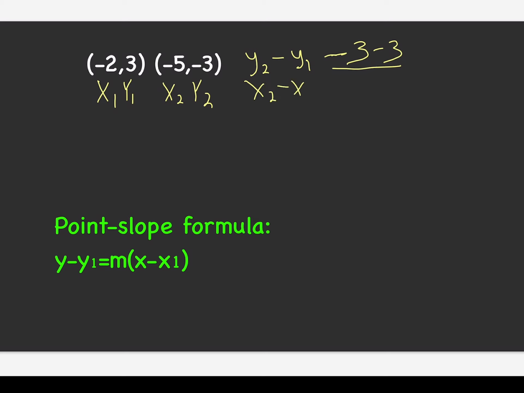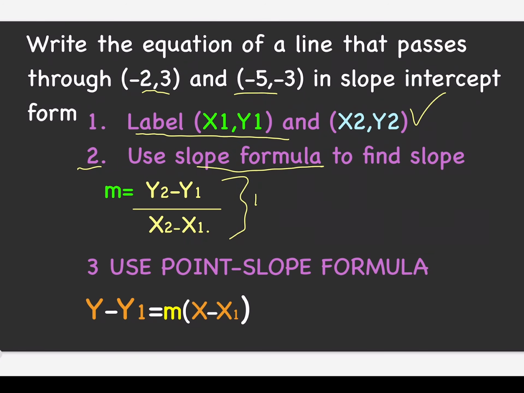And then in the denominator we have x2 minus x1, so the x2 was negative 5, and the x1 was negative 2. Make sure when you do minus the negative 2, you're putting the negative 2 in parentheses. So on the top we have negative 6. In the denominator, it's negative 5 take away a negative 2, so we're really adding 2. Negative 5 plus 2 is negative 3. So the slope is negative 6 over negative 3, which simplifies to just 2. So now we've found the slope.